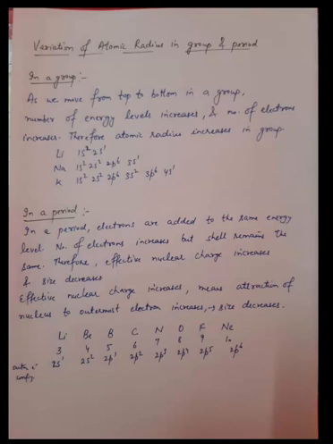In a period, electrons are added to the same energy level. You can see lithium 2s1, beryllium 2s2, boron 2p1. This is the last outer electronic configuration. Carbon 2p2, nitrogen 2p3, oxygen 2p4. So atomic number increases, number of electrons increases, but the shell remains the same. So effective nuclear charge increases. Effective nuclear charge means the attraction of the nucleus to the outermost electron increases, so size decreases. So in a group, size increases, along a period size decreases.